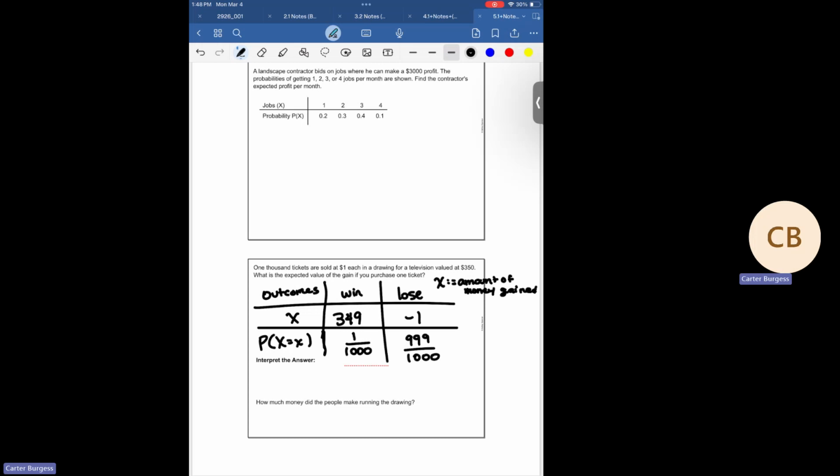Okay, so we have our values of x, we have our weights, we have all the information we need in order to compute the weighted average.